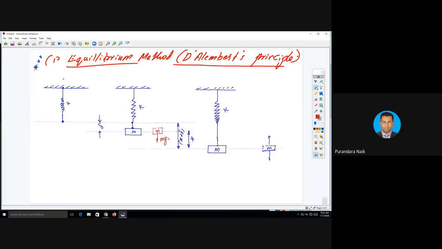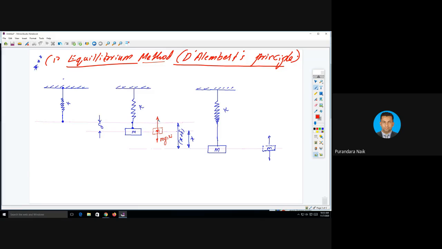Let us take W. W is the weight of this mass, the force acting in the downward direction. Let us assume it is an equilibrium condition. In the equilibrium condition, this force is balanced by an opposite force. It is in the upward direction.